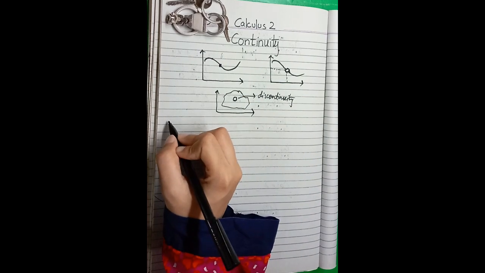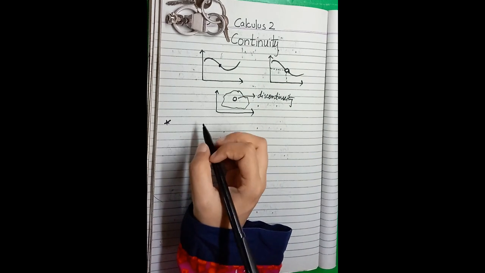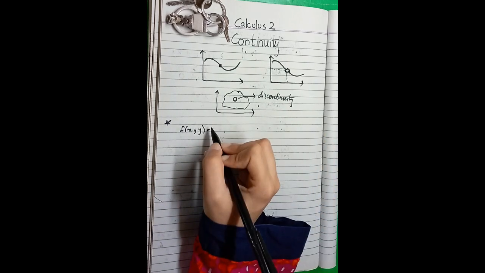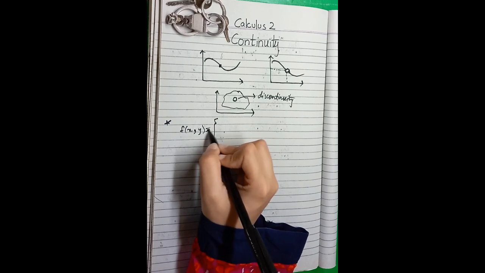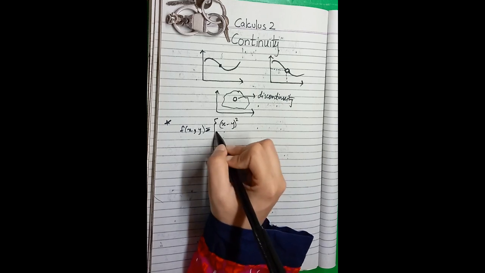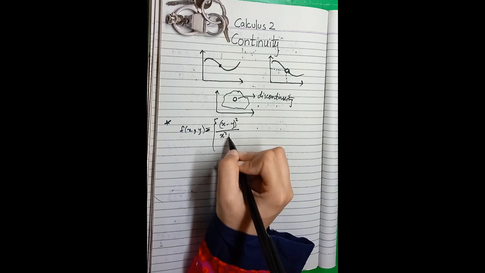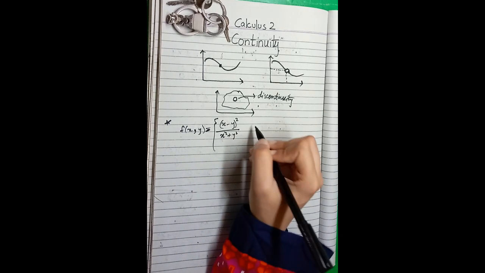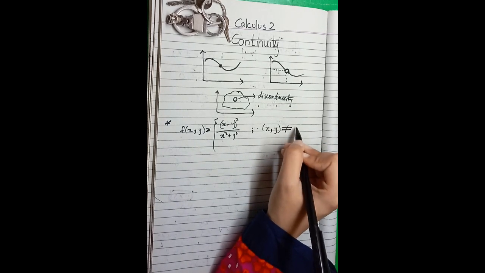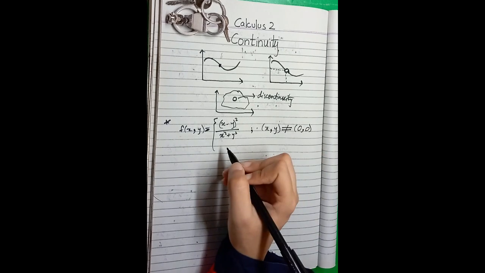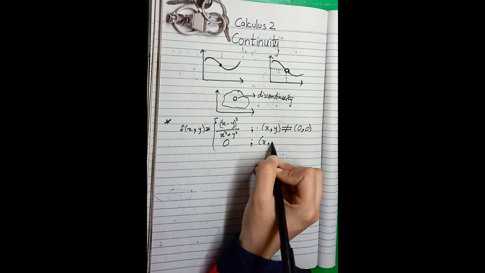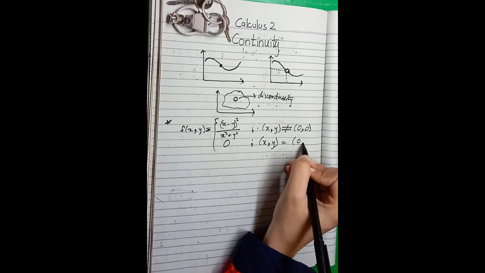So starting from the first question, which is f(x, y) equal to (x minus y) whole square divided by x square plus y square, for (x, y) not equal to (0, 0), and we have 0 if (x, y) equal to (0, 0).